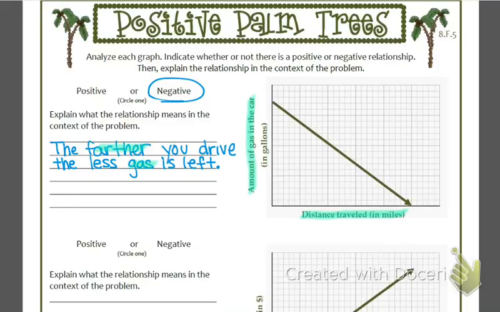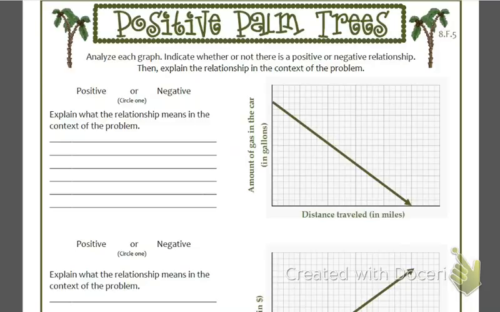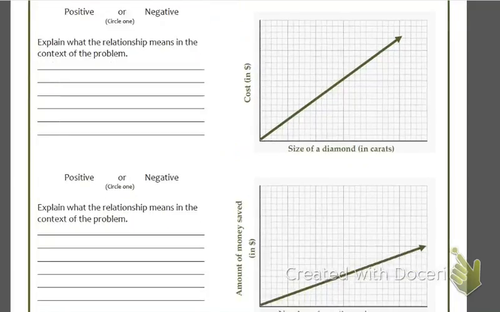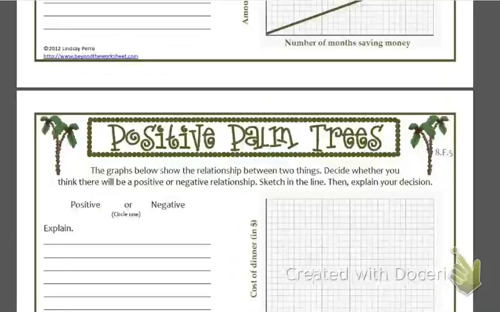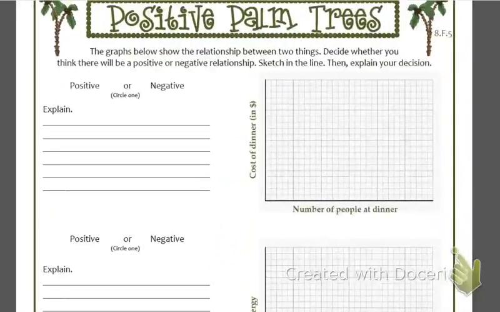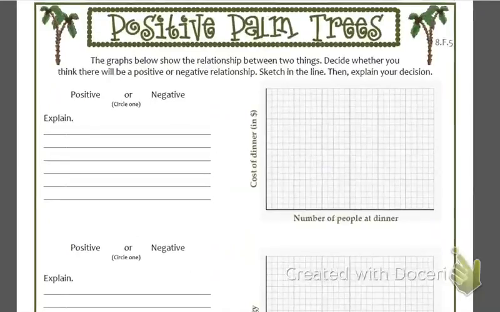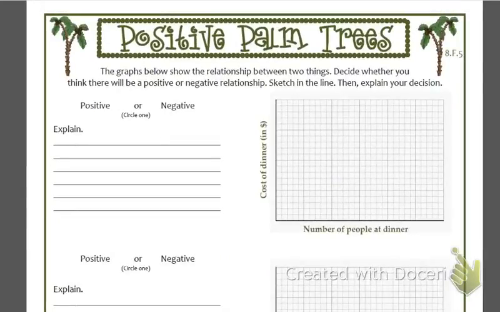Ooh, the size of a diamond in carats. So the bigger the diamond is, what? Hopefully you're saying the more expensive it's going to be. All right, now here is probably the most difficult part of all of this that I've given y'all, this last page, where you have to take what you think. The only information it's giving us is the cost of the dinner and the number of people at dinner. So we have to determine first off, is it a positive or negative relationship?